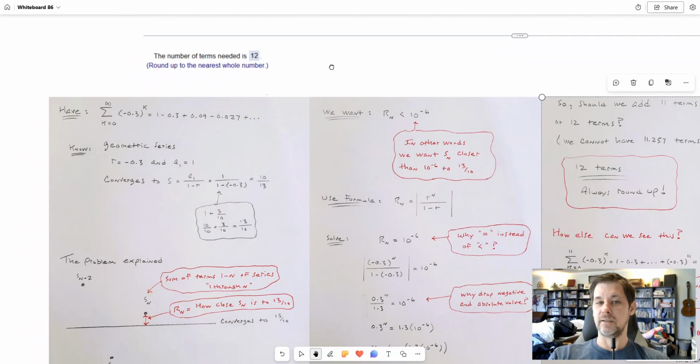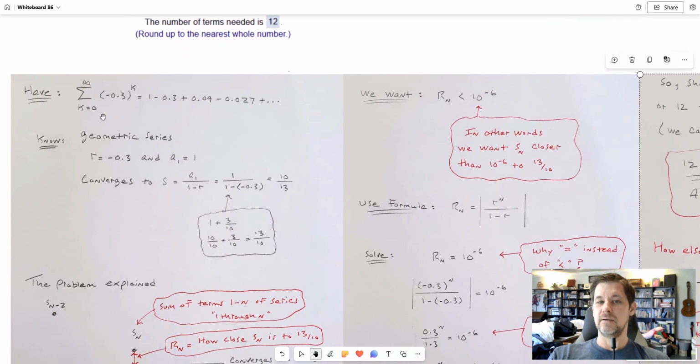So let's go about it like this. We're given a series: the sum from k equals 0 to infinity of (negative 0.3) to the power k. Terms of that series would be 1 for the first term, because you start with k equals 0, then negative 0.3, then positive 0.09, then negative 0.027, and it goes on from there.